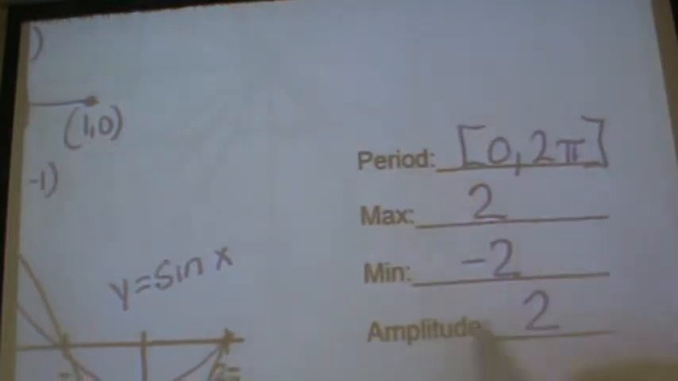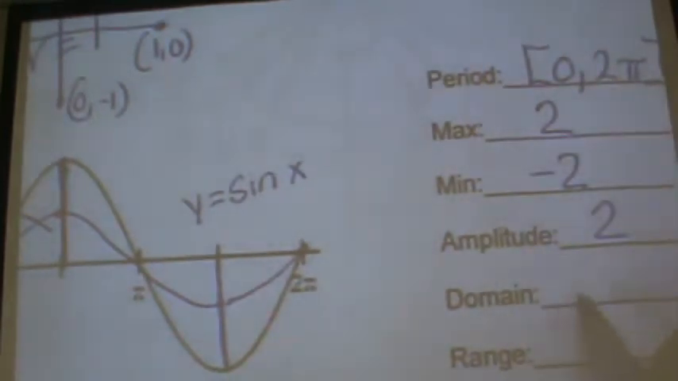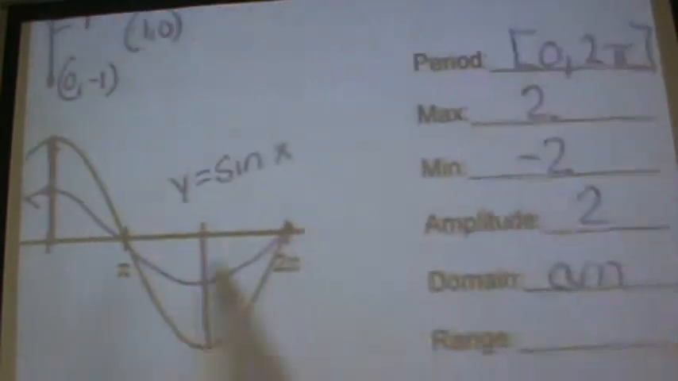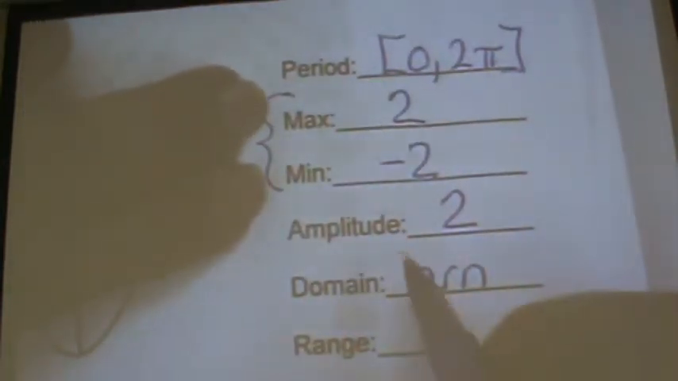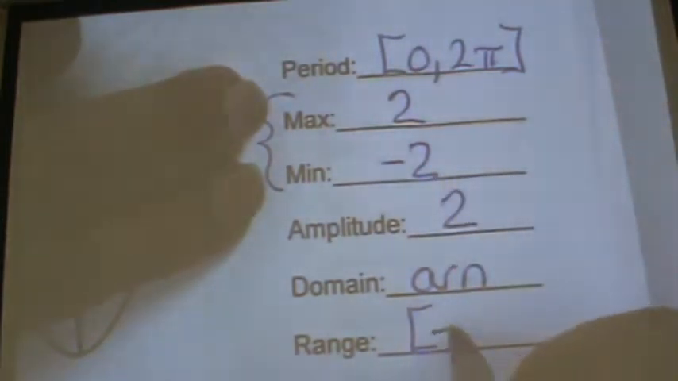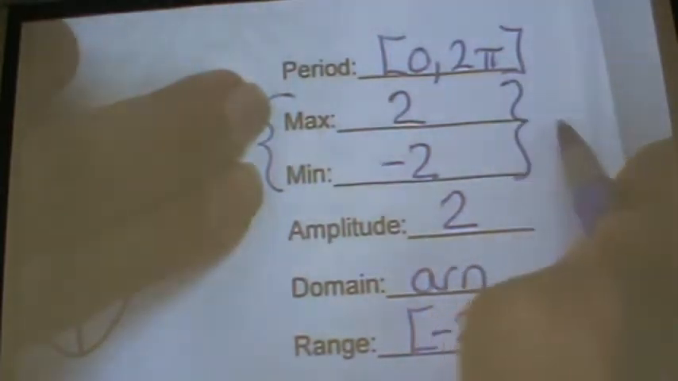So the maximum value, let's write the max. The highest y value is 2. The lowest y value is -2. Your amplitude is 2. Your domain, because this thing is going on and on and on, is all real numbers. And your range is your max and your min. Your range is your lowest y value to your highest y value. So these two give you your range.